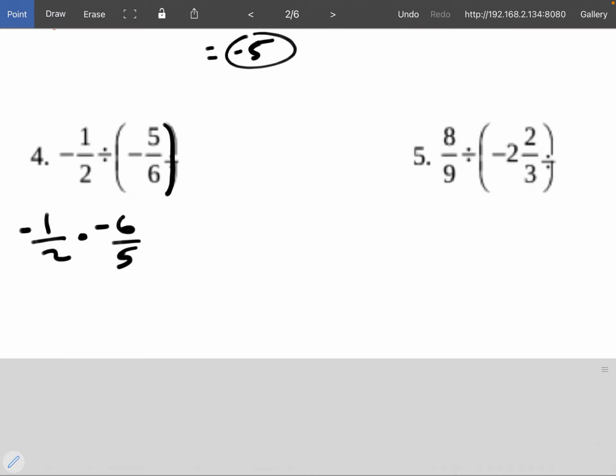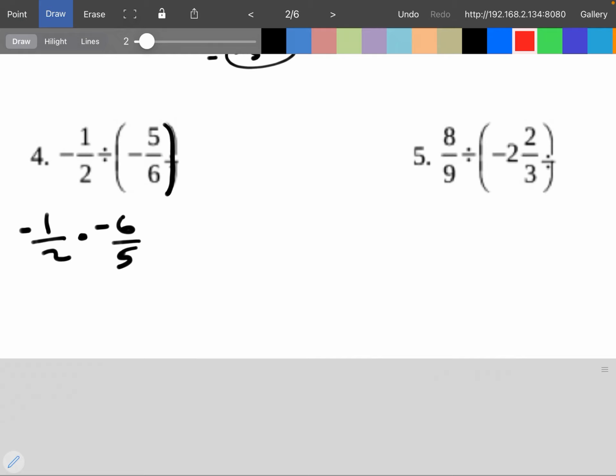So we've got these two numbers right here. They're both divisible by 2. So we're going to divide 2 by 2 and get 1, and divide 6 by 2 and get 3. And then we're going to multiply straight across the top and straight across the bottom. We already know a negative times a negative is a positive. So we just got to do 1 times 3 in the numerators, so that's 3. And then in the denominators, we're just going to multiply 1 times 5, which is 5. So we get 3/5.